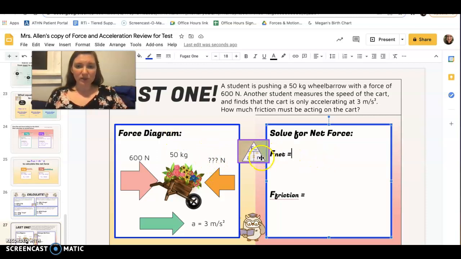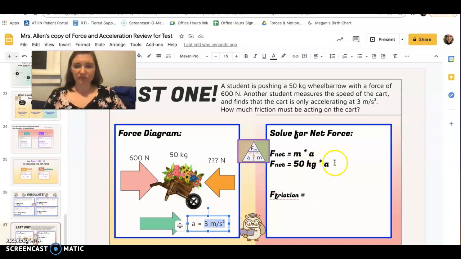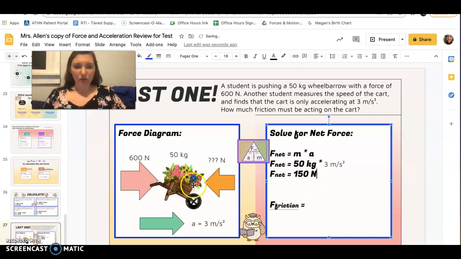So F net equals mass times acceleration. We love you, equation. And the mass here is 50 kilograms, and the acceleration is 3 meters per second squared. So 50 times 3 is going to be 150 newtons. Okay, so that means that the total amount of force that is overcoming the frictional force is 150 newtons.